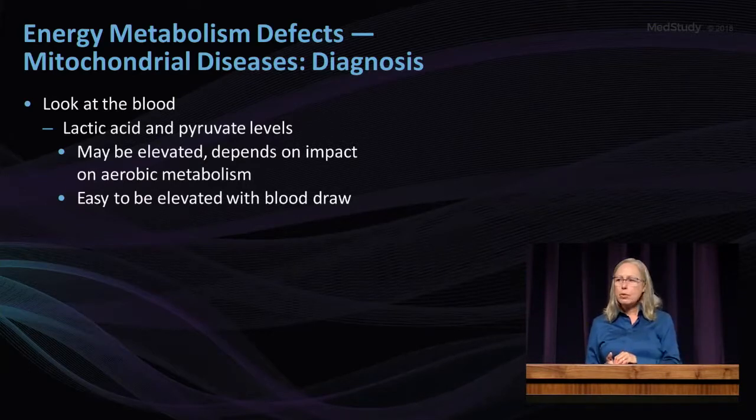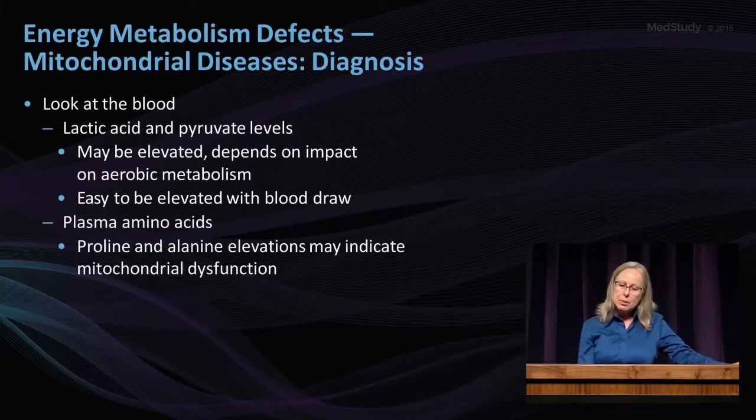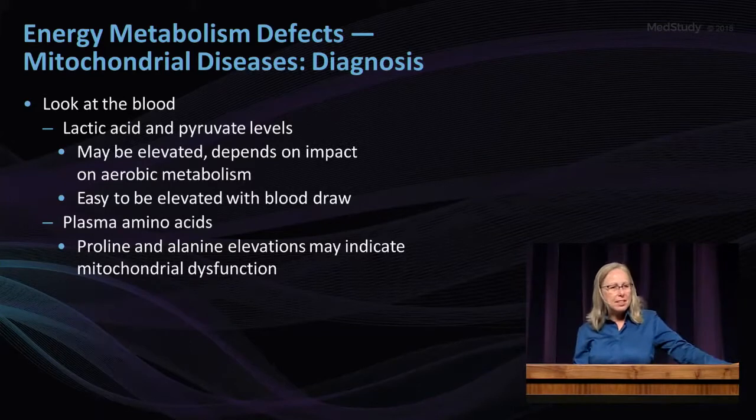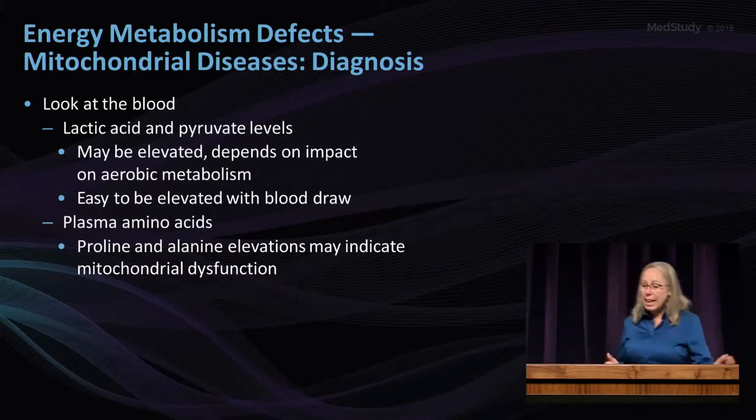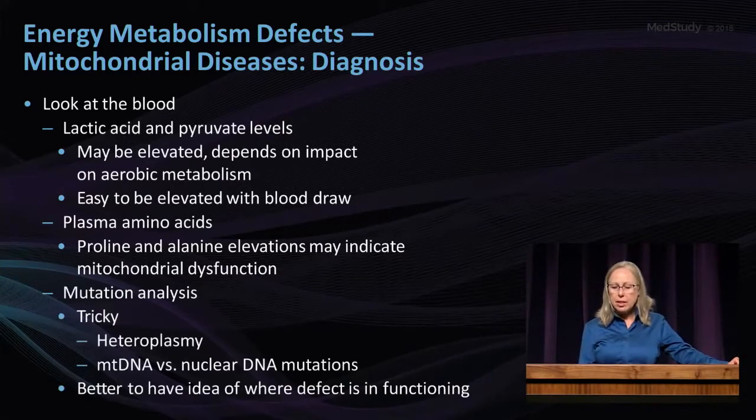So you may have a baseline elevation in that lactate, but it's easy to be elevated with blood draws. So make sure that the kid isn't screaming and doing silly things, which never happens. I write all sorts of things on notes, right? Please draw while child is calm on free-flowing blood. Right. Look at your plasma amino acids. Your proline and alanine may indicate a mitochondrial dysfunction if they're elevated.